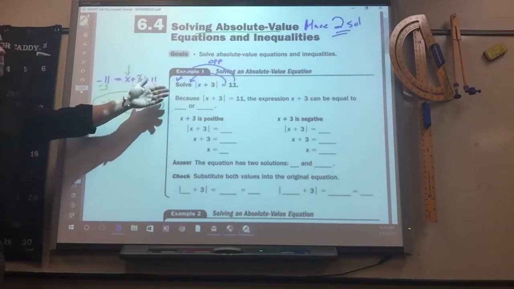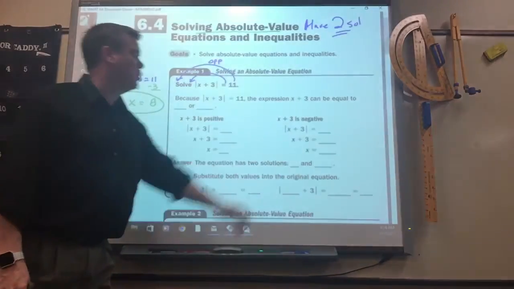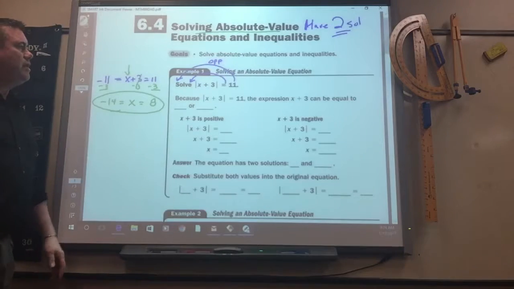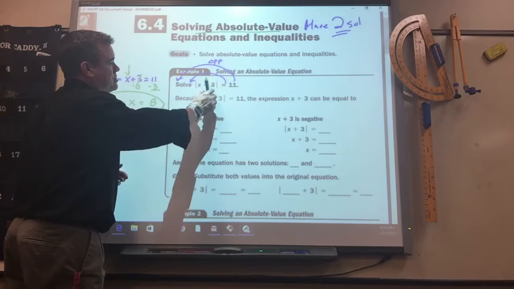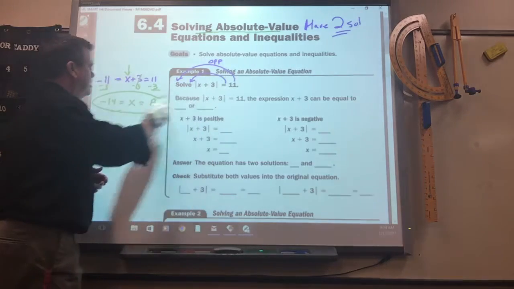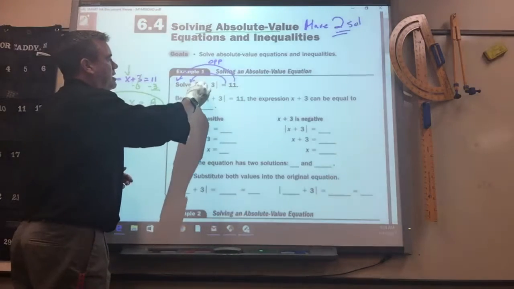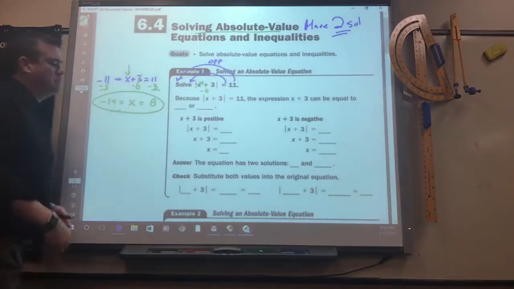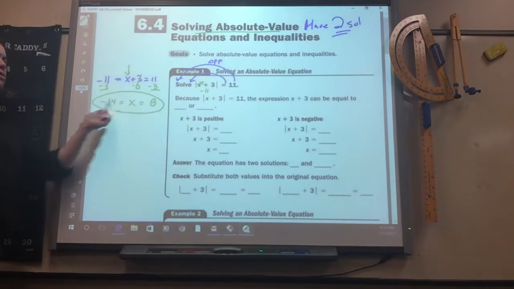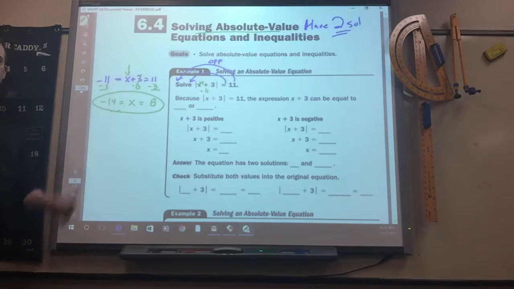They won't show you that way in the book. They have you write it out both ways. And you can always check, if I put 8 in here, 8 plus 3 is 11, which would equal 11. If I put negative 14 in there, I get negative 11. But then that changes it to 11. So here's an example where they're not opposites. One is positive, one's negative.